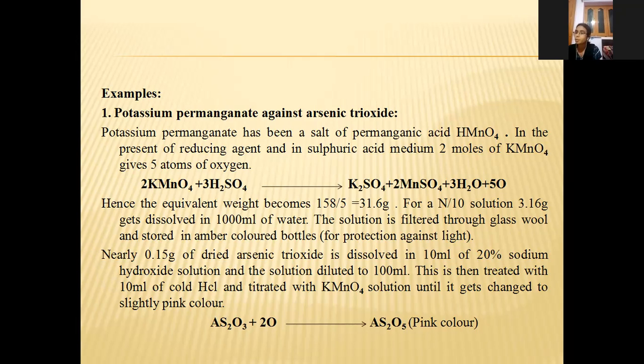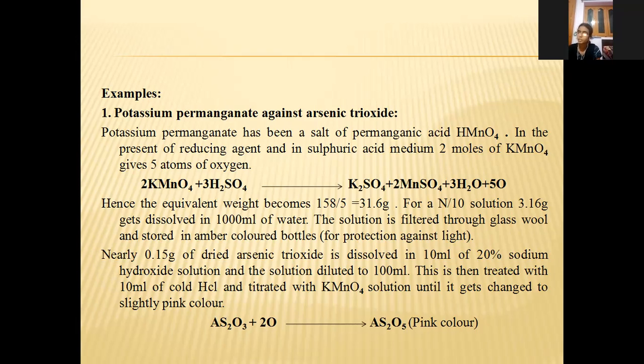So first we have to take 3.16 grams of potassium permanganate in 1000 ml of water. This has to be stored in an amber colored bottle to protect it against light. Then we take 0.15 grams of arsenic trioxide in 10 ml of 20% sodium hydroxide solution, and make the volume up to 100 ml. Then it is treated with 10 ml of cold hydrochloric acid and titrated with potassium permanganate solution until it changes to a light pink color.